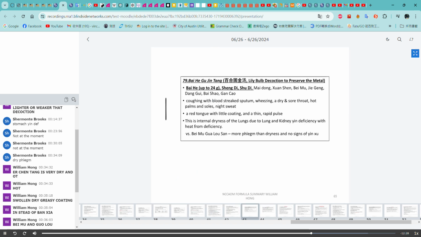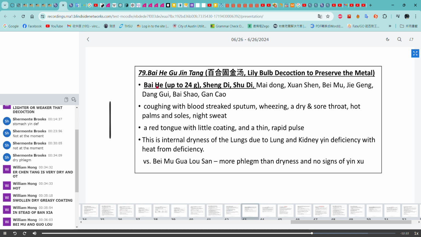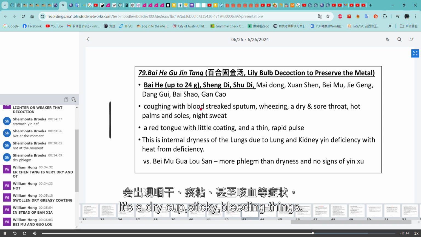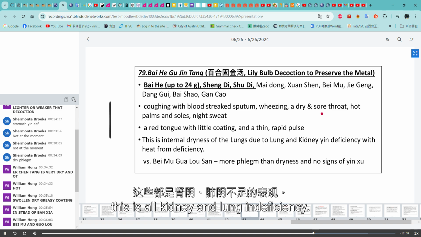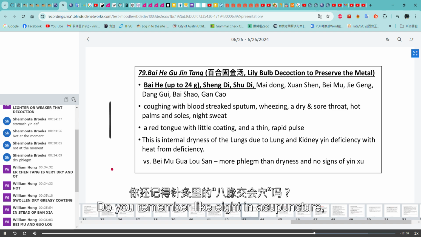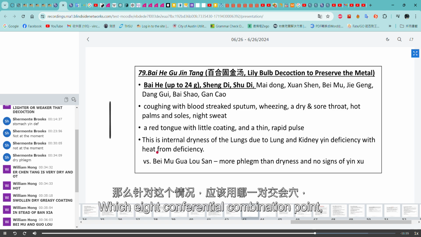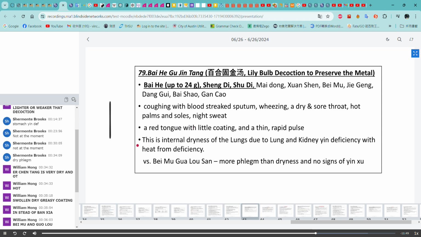And then, Baihegujingtang. Baihe, lily, goes to the upper lung. So this is insufficiency of kidney and lung, causing dryness of the lung: dry cough, sticky, bloody sputum, and sore throat. This is all kidney and lung insufficiency. This is very much like that. So do you remember the eight confluent points combination in acupuncture? Which eight confluent point combination are you going to use? Is it applicable to this formula?